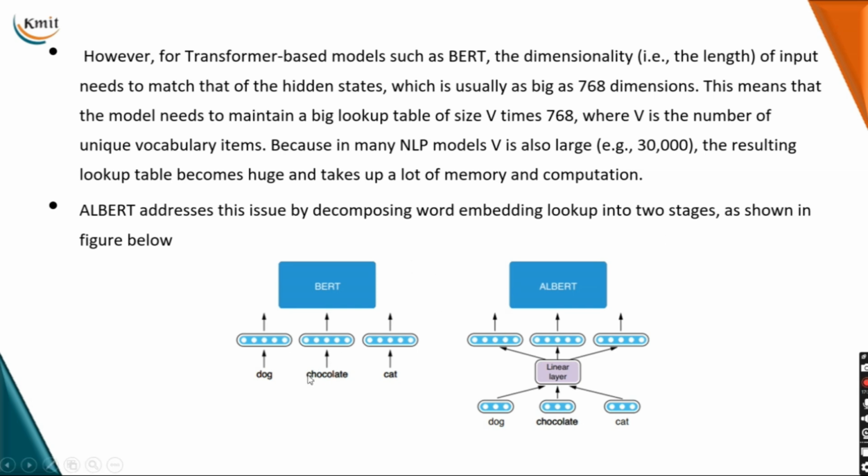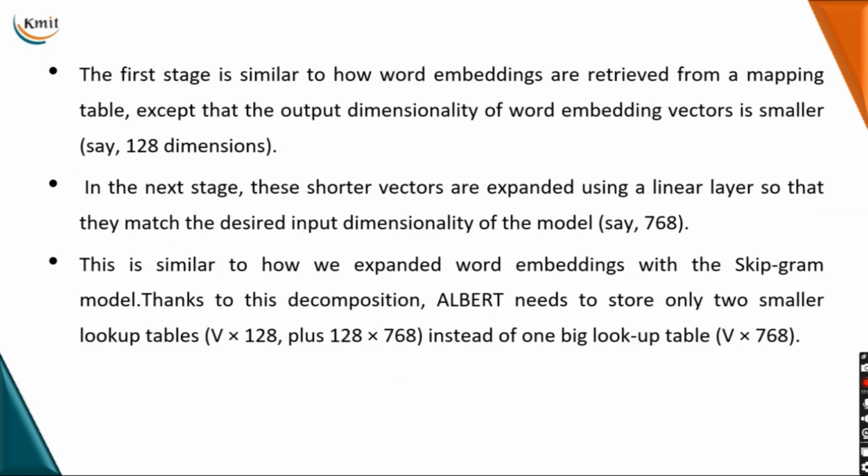As you can see, all three words, dog, chocolate and cat, are given to BERT directly, but here we pass them through a linear layer. We learn embeddings in a different way and then pass them to BERT. So this is a light version of BERT, which is called ALBERT. Basically it addresses issues by decomposing word embeddings into different stages.